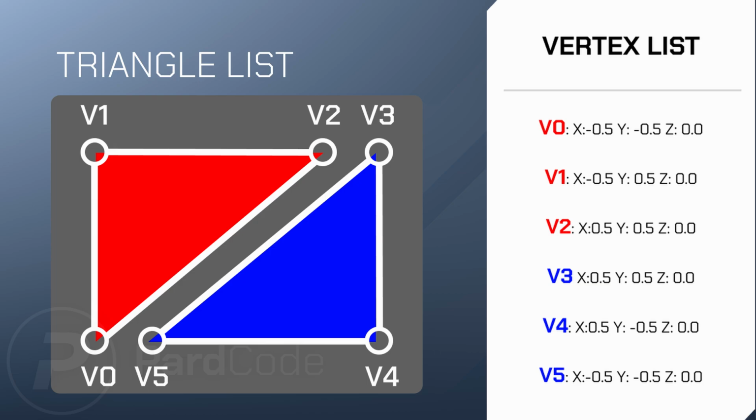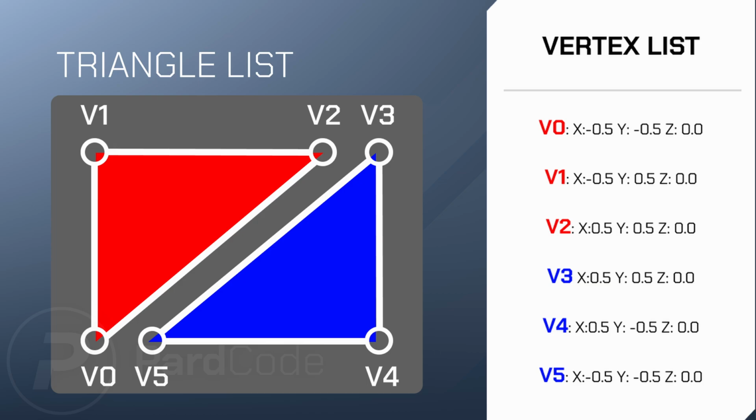If we look at the image, we can notice that some of the vertices overlap. For instance, vertex 2 and vertex 3 occupy the same position, as do vertex 0 and vertex 5. If we examine the vertex list closely, we can confirm that these overlapping vertices do indeed share the same coordinate.